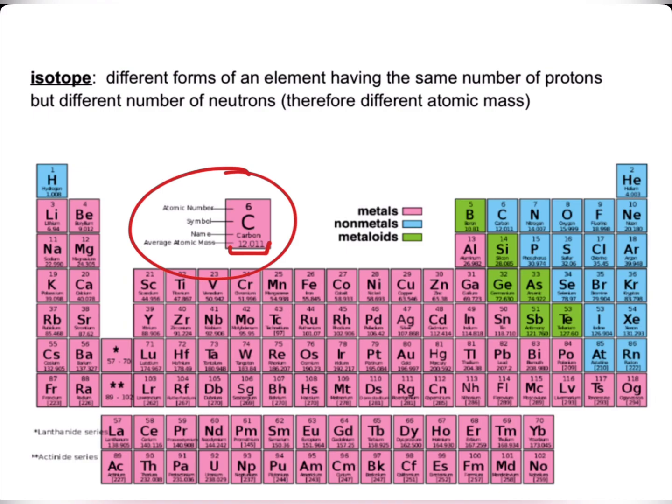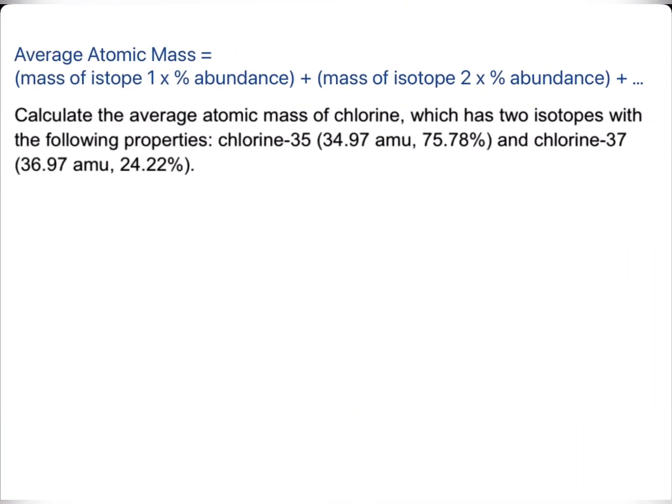The problem with this formula is it's just not simply adding the 3 different AMUs and dividing by 3. We have to consider the percent abundance of each isotope. The formula for average atomic mass is going to be the mass of isotope 1 times the percent abundance of isotope 1. We're going to keep that information in 1 parentheses, plus the mass of isotope 2 times its percent abundance. And if we had 3 isotopes, then we would have 3 parentheses. If we had 4 isotopes, we would have 4 parentheses. Let's take a look at this first example.